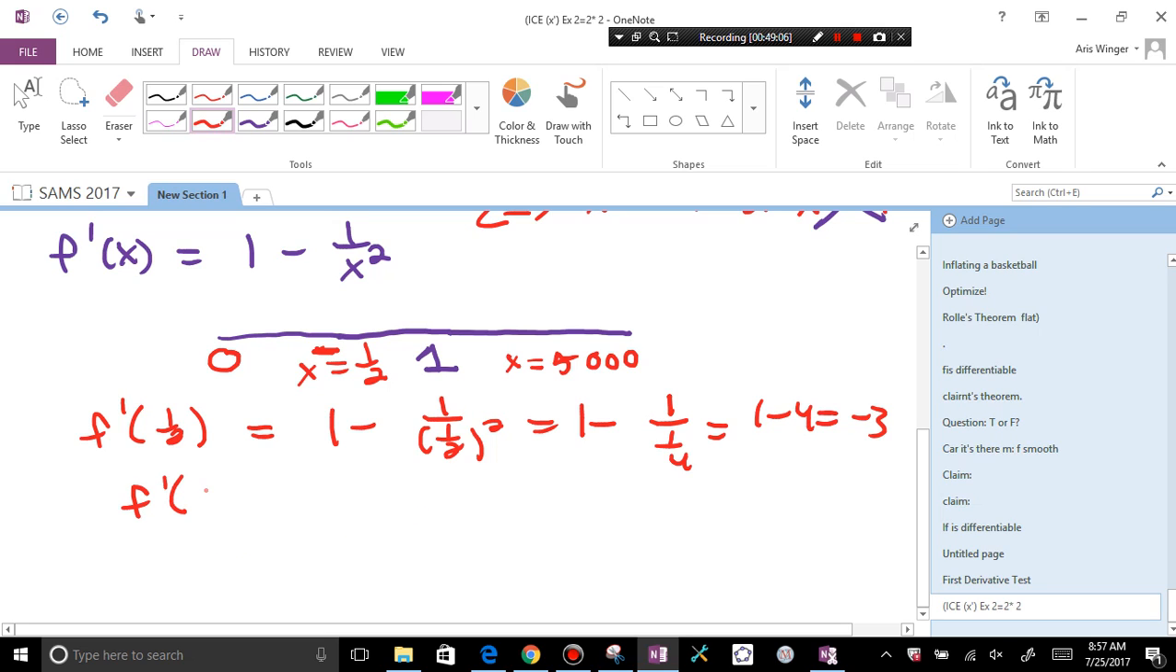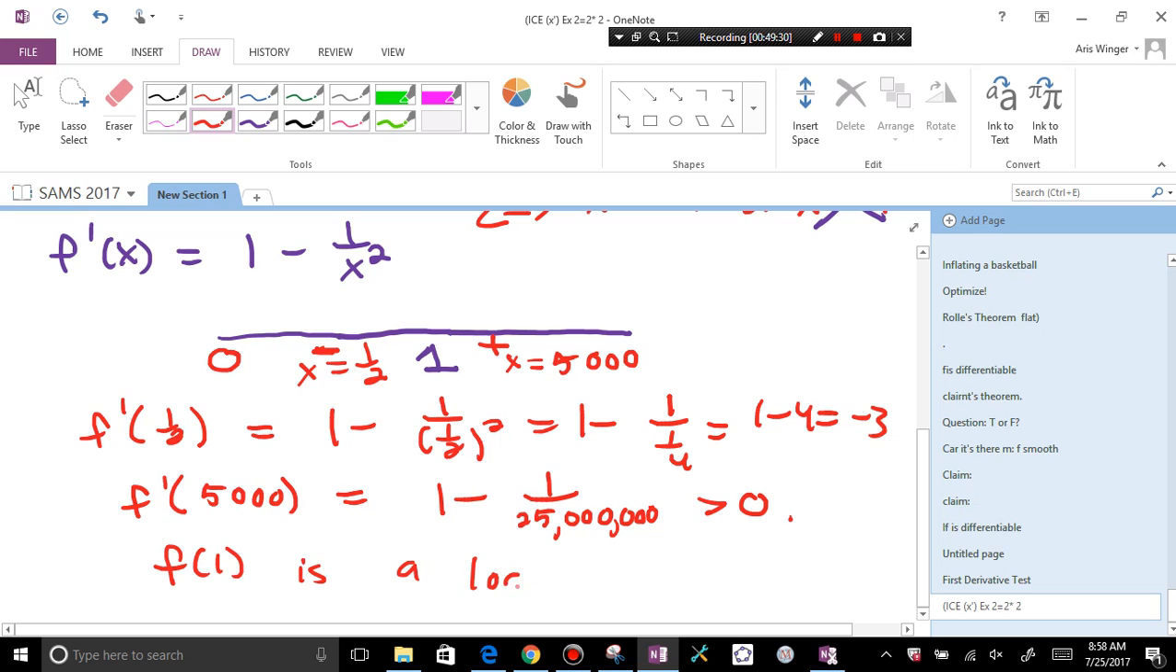F prime of 5,000 is 1 minus 1 over 25 million. That's positive. It's increasing after 1. F of 1 is a local minimum by the first derivative test.